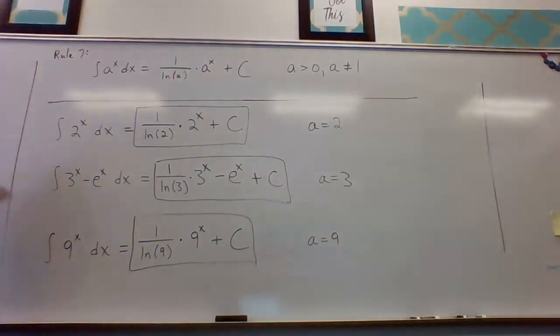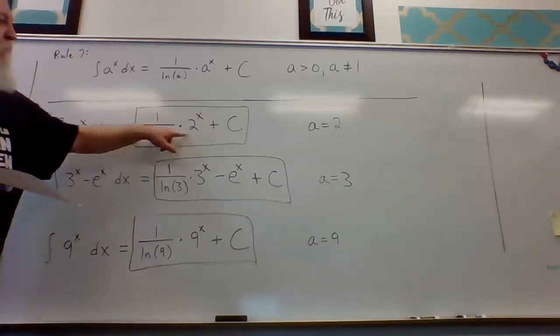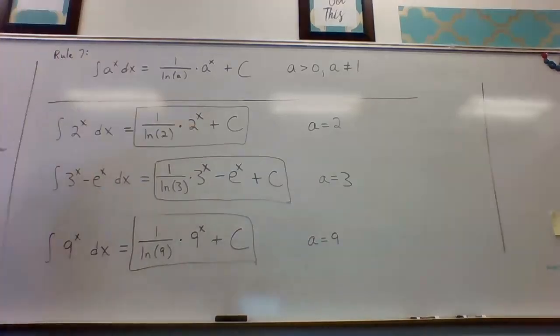So we had 3 examples on page 74. In the first example, we can find an antiderivative of 2 to the x with respect to x. Well, the base a in this case is 2. And so from our formula up here, the antiderivative of 2 to the x with respect to x is 1 over the natural log of 2 times 2 to the x plus c.